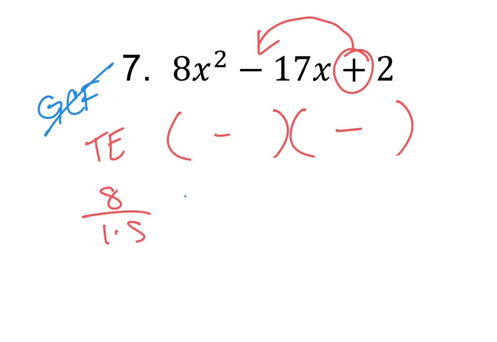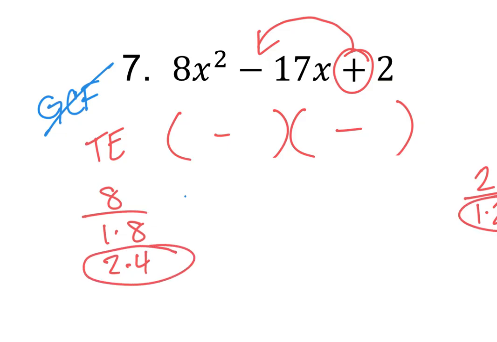We have 1 and 8, 2 and 4. And then we have factors of 1 and 2. Now let's just stop and look at these factors, because normally we would circle 2 and 4 and 1 and 2. But if we look at 2 and 4, and we look at 1 and 2, can 4 go with that 2? Nope, because they're the same.